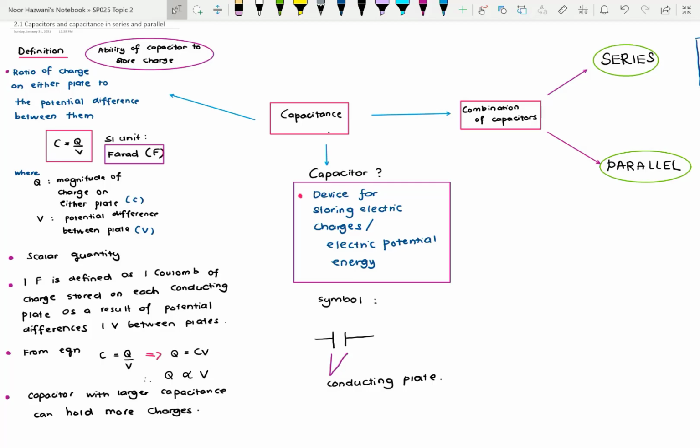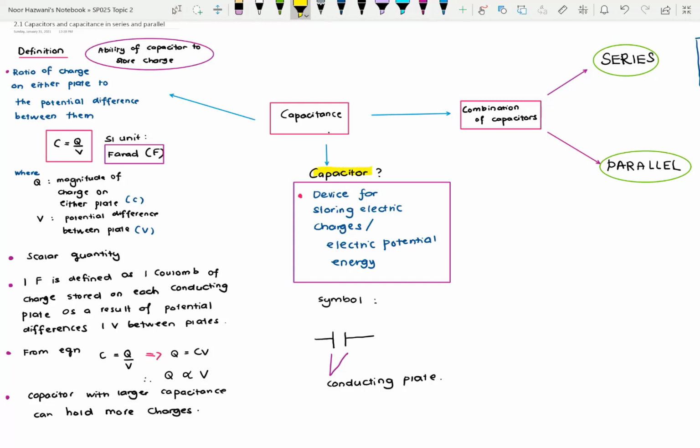Assalamualaikum and hai semua. So dalam video ini kita akan discuss subtopic 2.1 about capacitance and capacitance in series and parallel. Okay, but before that, let me introduce to you what is capacitor.